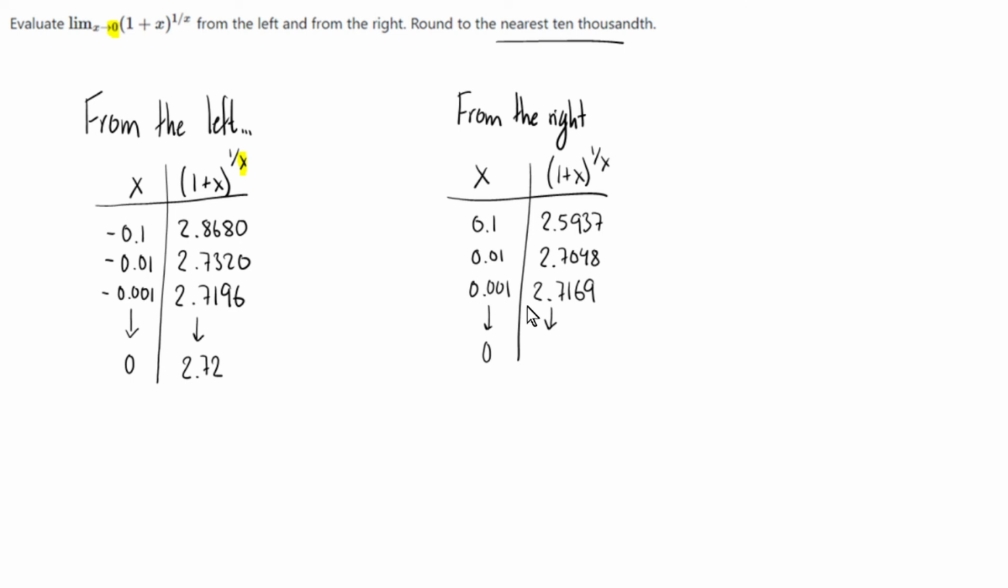And if we now continue here to 0, again, we cannot actually evaluate this because we would be dividing by 0 in the exponent. Our prediction here, looking at the pattern to 2 decimal places, would be that we are ending up at 2.72 as x approaches 0.